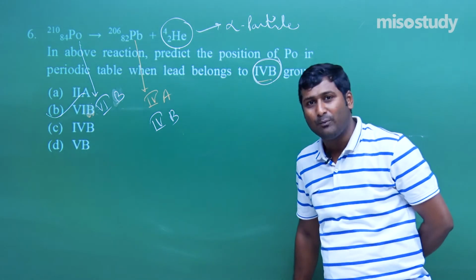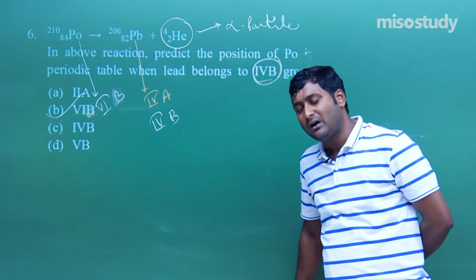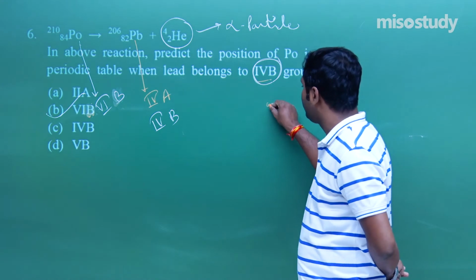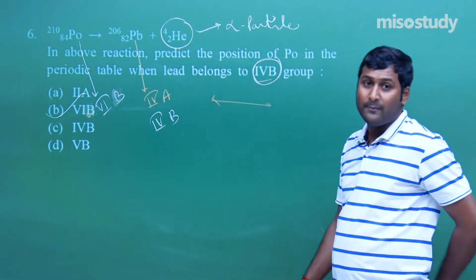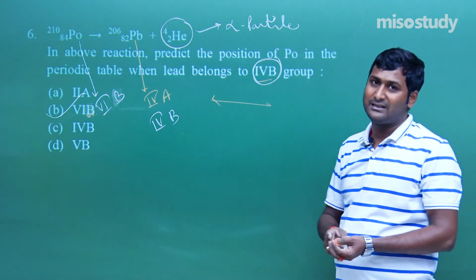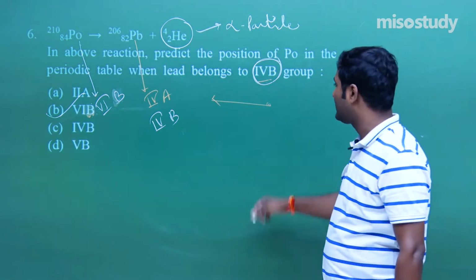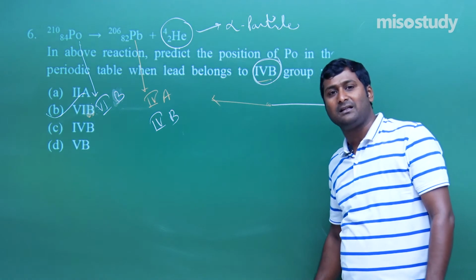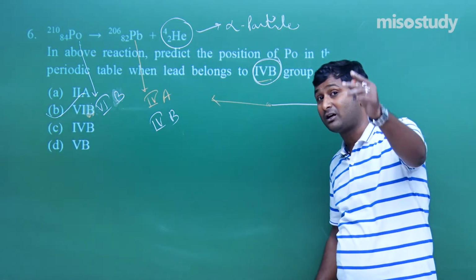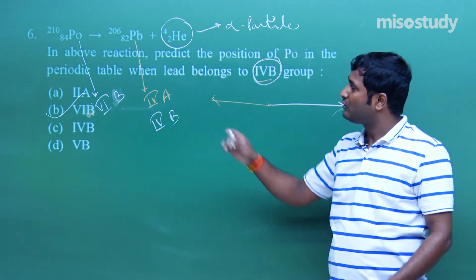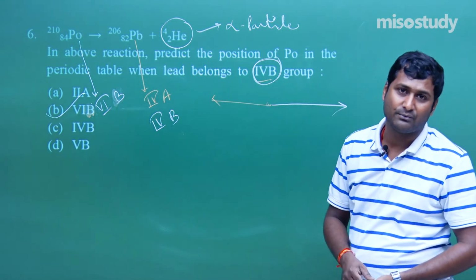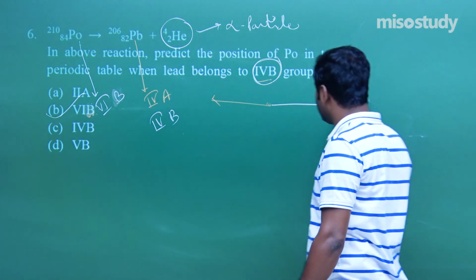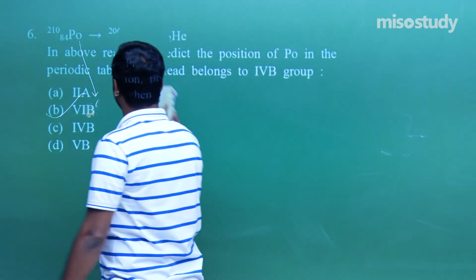Remember this. If there is an emission of one alpha particle, the group number shifts towards the left by 2 units. If there is an emission of a beta particle, the group number shifts toward the right, an increment in the group number by 1, not by 2. So for this question B is the correct option. Am I right? Yes sir, you are absolutely right. Now I'm going to rub this part and we'll discuss the next question.